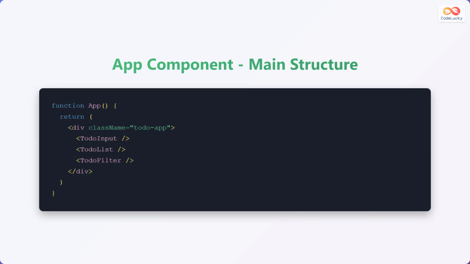Here's a look at the basic structure of the App component using code. The code shows a function named App. Inside this function, there is a return statement where we have a div element with the class name ToDoApp. Inside the div, we have the ToDoInput component, followed by the ToDoList component, and finally the ToDoFilter component.